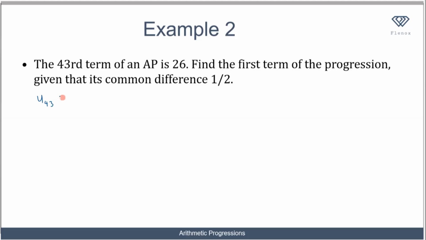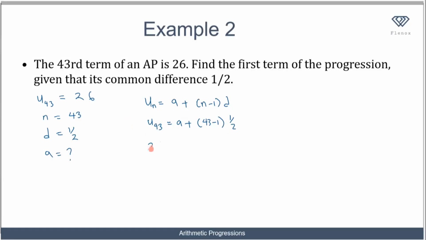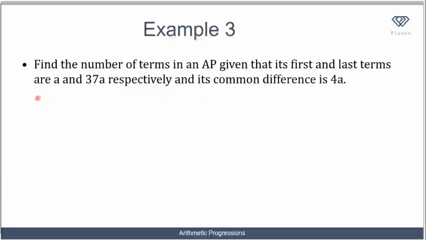So now we are given that U43 is equal to 26. So we know that the nth term here is the 43rd term. Now we are told that the common difference is half, and we are told to find the first term of the progression. So we know that Un is given by a plus (n minus 1) times d. Now I'm told to find the first term, which is a, the unknown.